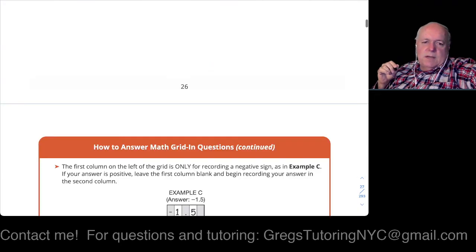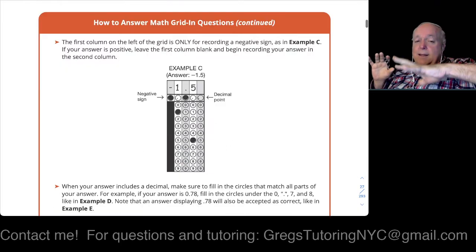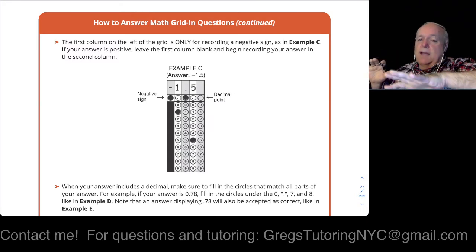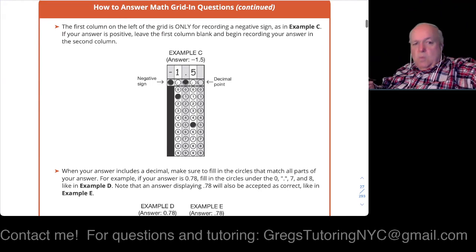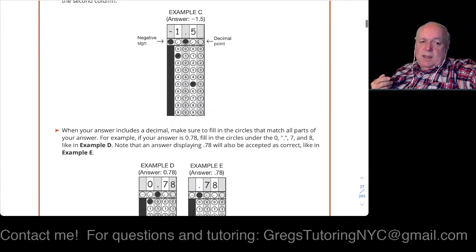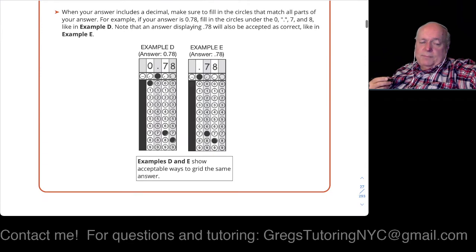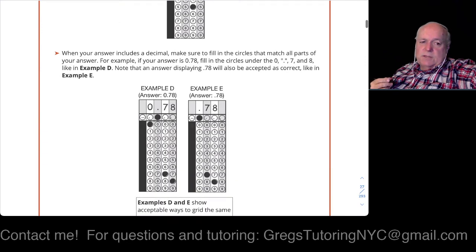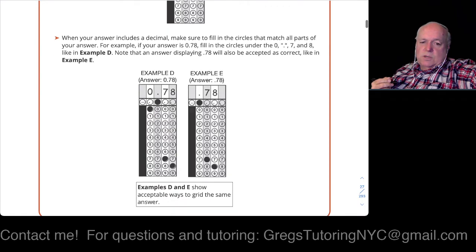Anyway, there's a whole bunch of pages here, and the key is that some of you are not bubbling in the grid-in questions right. Imagine you get all 5 grid-in questions correct mathematically, but you bubble them in incorrectly. You're going to get them all wrong, so you can't do that. Learn how to bubble this in and have somebody verify with you that you're doing it correctly. You can send me a bubble sheet. Email me at GregsTutoringNYC at gmail.com and go through what they're telling you here, how to justify the answers, which are good ways and which are bad ways.